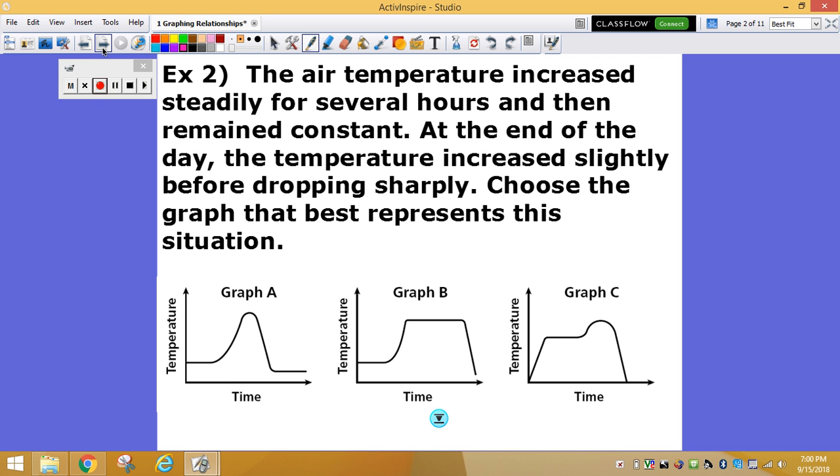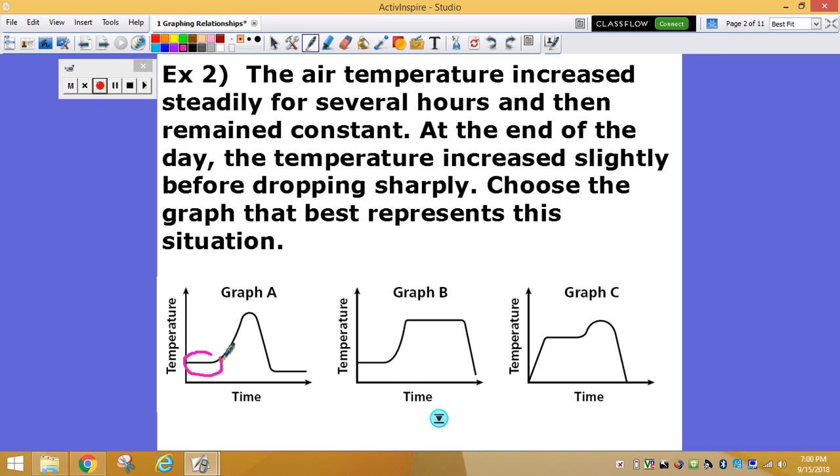Air temperature increased steadily for several hours and then remained constant. At the end of the day, the temperature increased slightly before dropping sharply. Choose the graph that best represents this situation. Alright, so let's start at the beginning. The air temperature increased steadily for several hours.